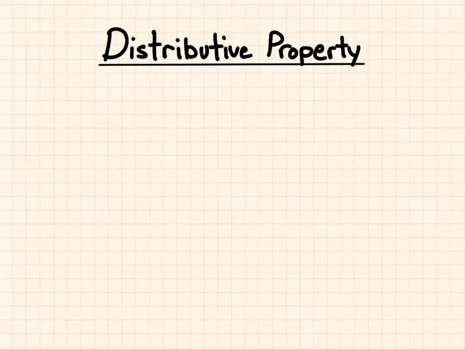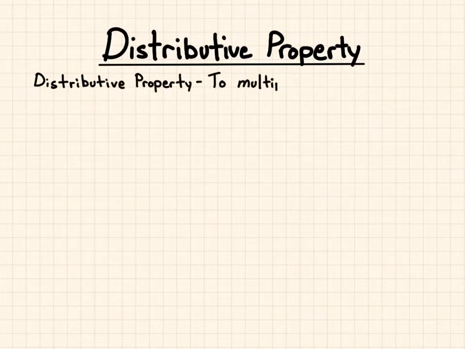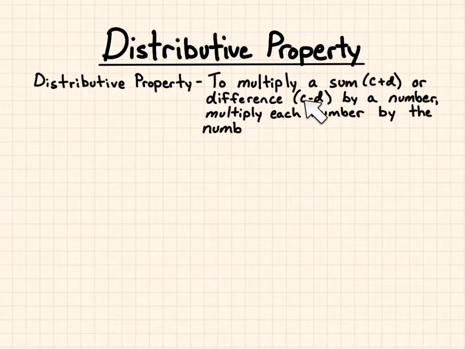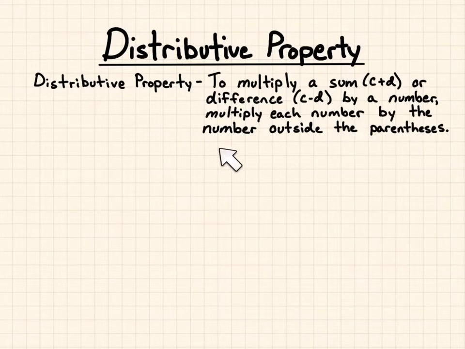Here's my tutorial to go over the distributive property. And technically it says this: the distributive property is to multiply a sum, so like inside parentheses, this sum, or difference, this difference inside the parentheses, by a number. You need to multiply each number by the number outside the parentheses.